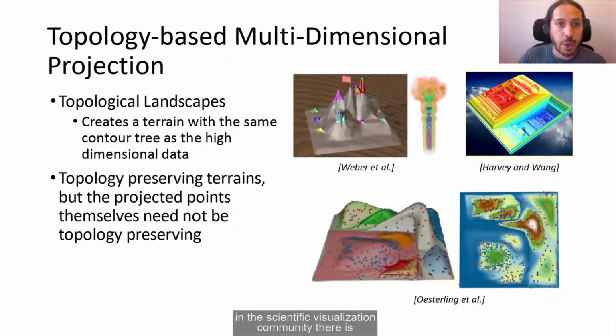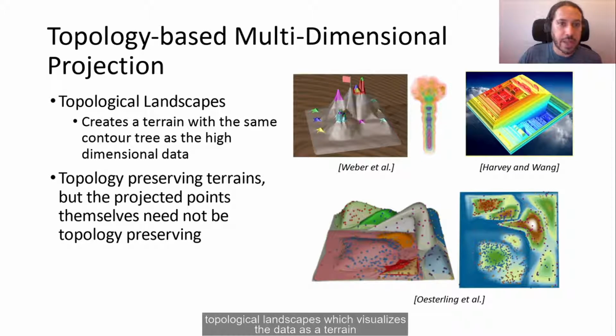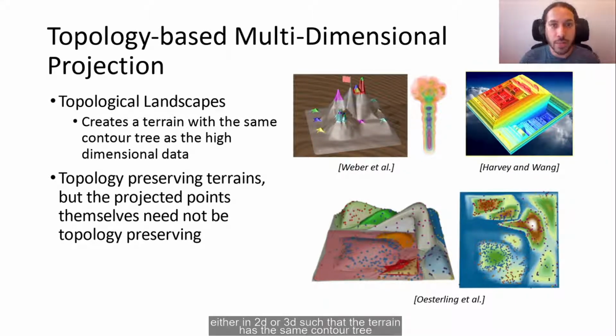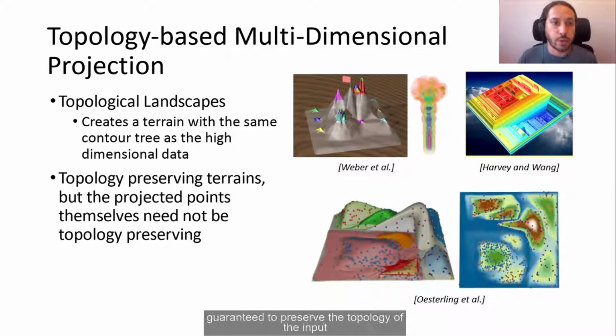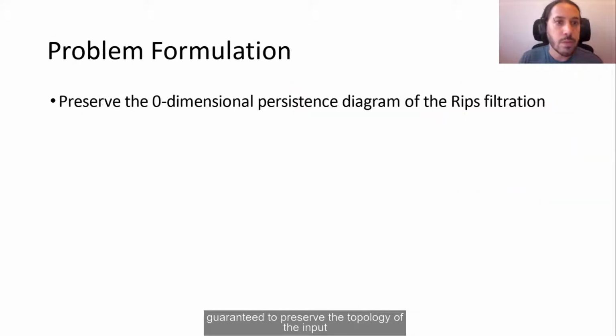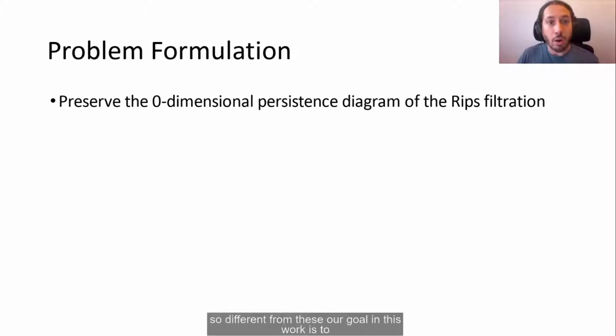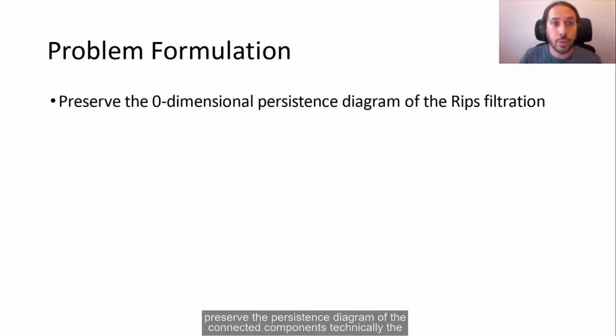In the scientific visualization community, there's topological landscapes, which visualizes the data as a terrain, either in 2D or 3D, such that the terrain has the same contour tree as that of the original data. However, note that while the generated terrains preserve the topology, the projected points themselves are not guaranteed to preserve the topology of the input. So different from these, our goal in this work is to preserve the persistence diagram of the connected components, technically the zero cycles, obtained through the Rips filtration of the input data.